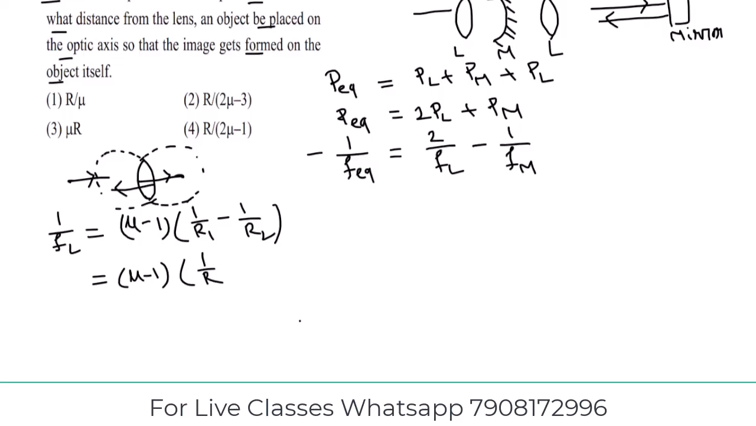So this becomes minus of minus 1 by r, that is plus 1 by r, because both the surfaces have the same radius of curvature r, it is given in the question. So this becomes twice (mu minus 1) divided by r. So 1 by fL is equal to twice (mu minus 1) by r.